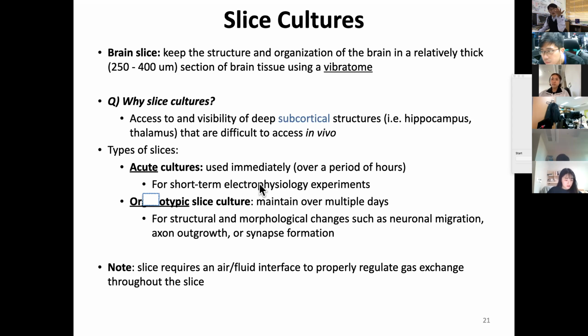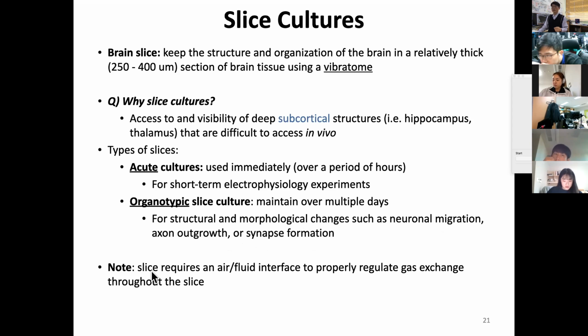Another way is that you can even culture that slice of steak of brain. Okay, that's called organotypic, which is brain as an organ. We use that organotypic slice with the culture. So we can maintain it over multiple days. Then it can be useful for structural morphological changes. For example, neuronal migration. Some cells migrate over hours and days. It's great to use this, or axon outgrowth or synapse formation.